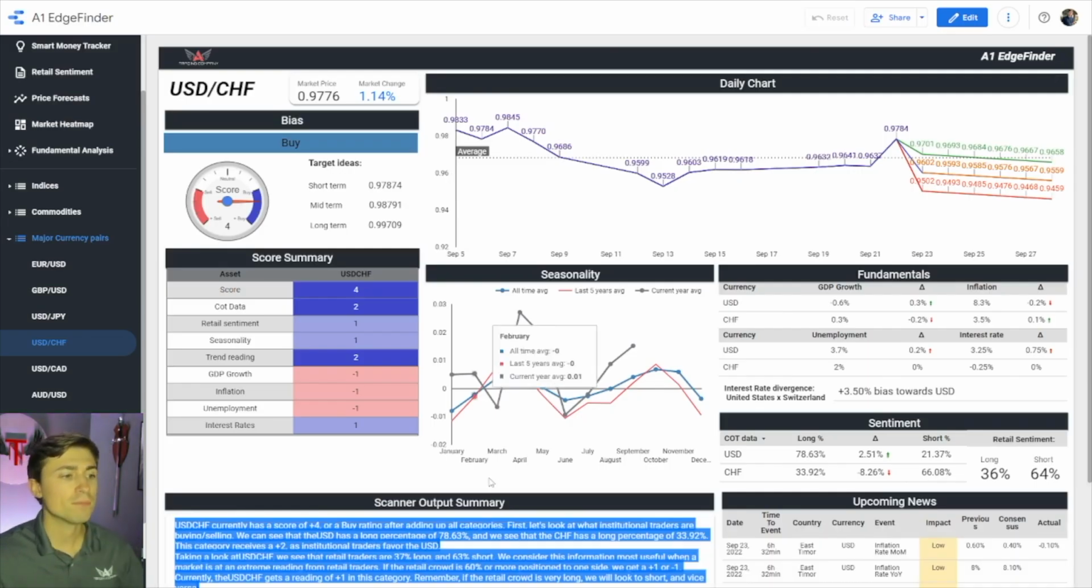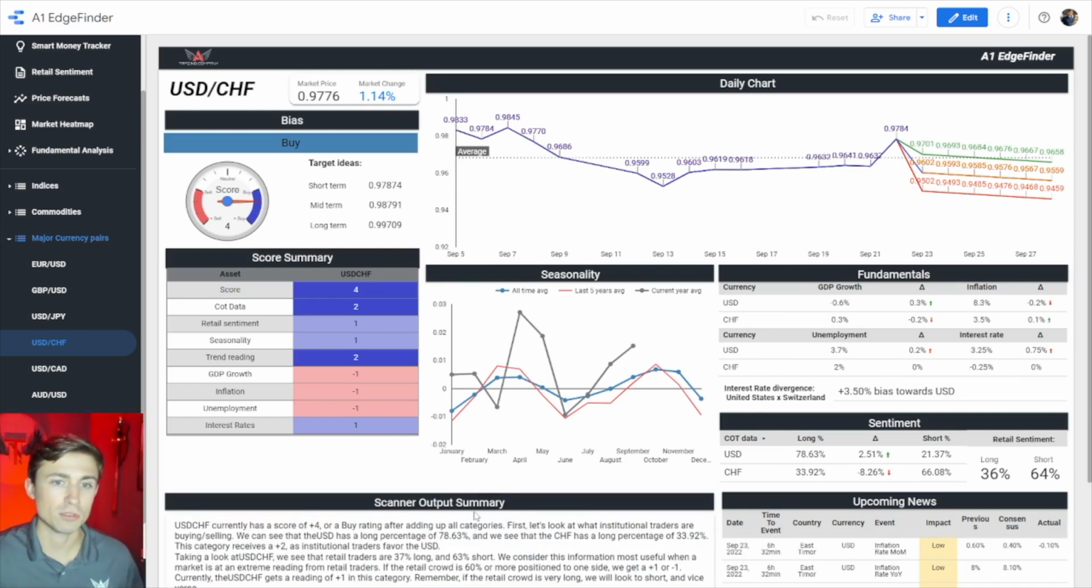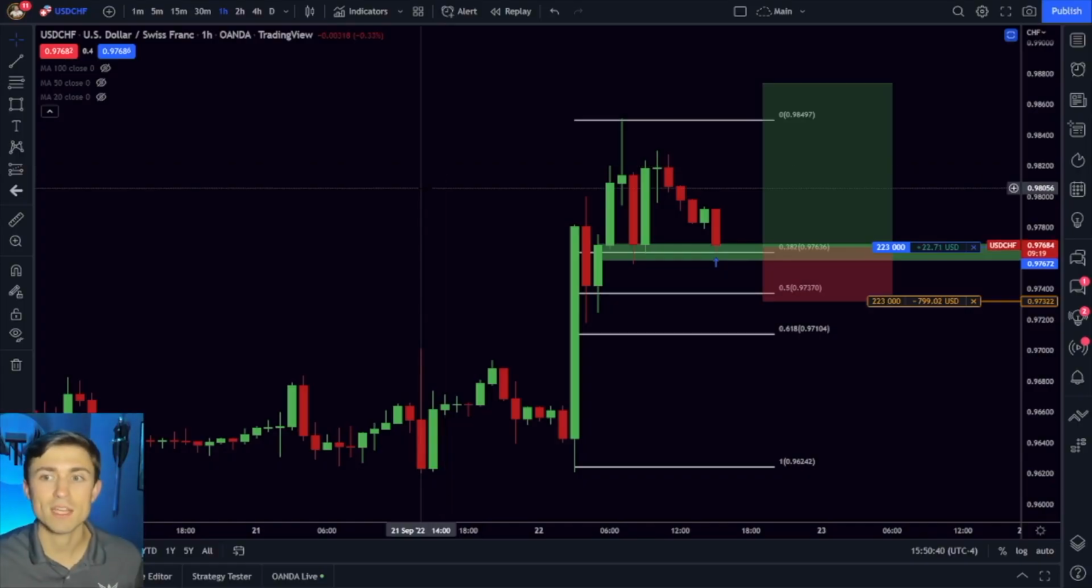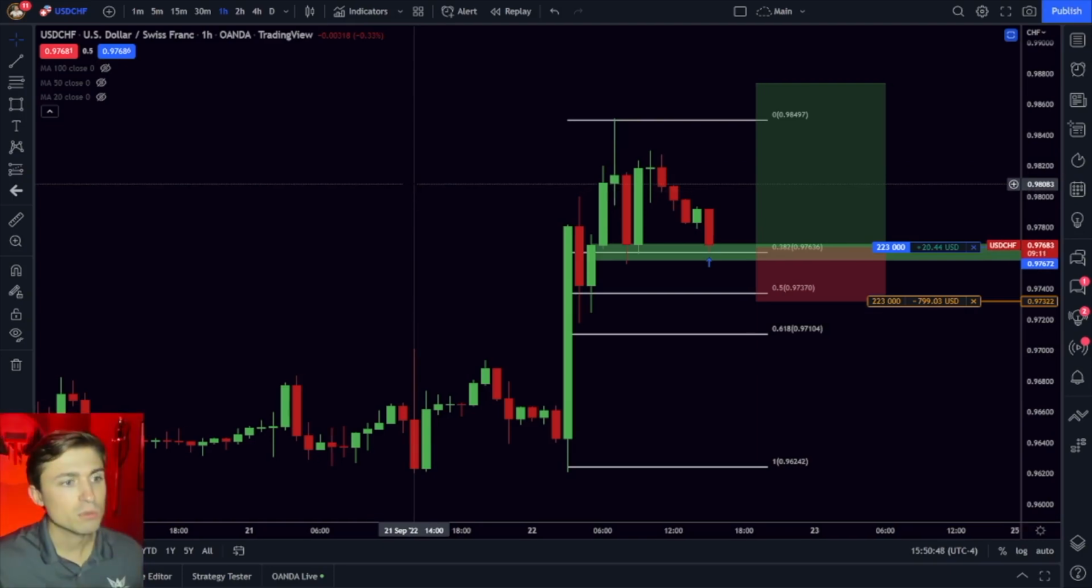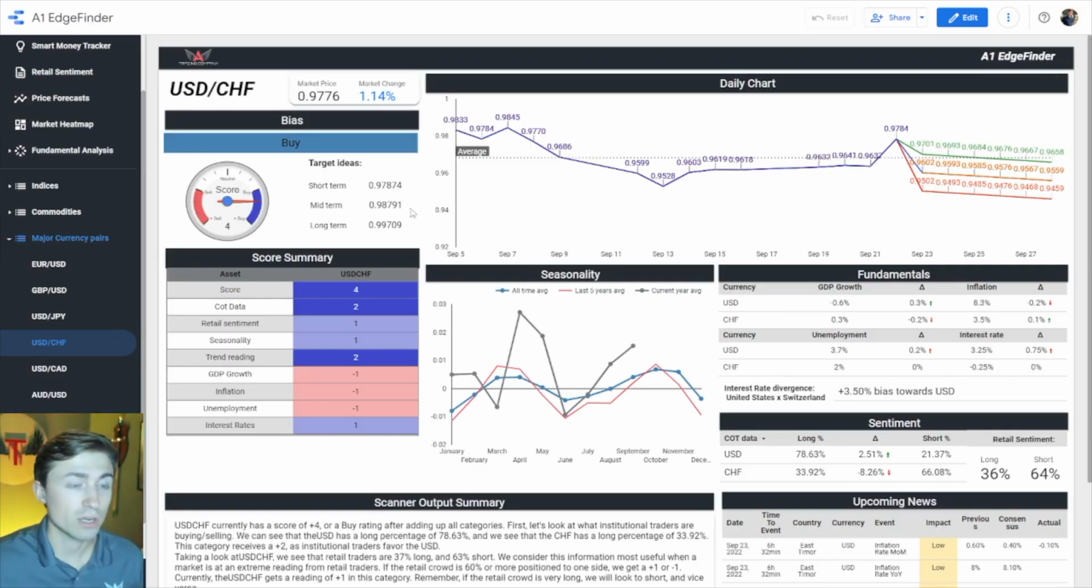Now, from a fundamental perspective and a COT data perspective and all those good things, let's take a look at the Edge Finder. The Edge Finder is what we use to observe market trends and things that are occurring in the world that drive the currency market. Of course, we use technicals, as I often say on my channel, as our red light, green light, our entries and exits. But when we talk about building a directional bias, we don't do it from just the charts. We do it also from market data. And if we take a look here, you can see the Edge Finder gives the dollar Swiss a buy reading, and it also has a broken down score chart summary.